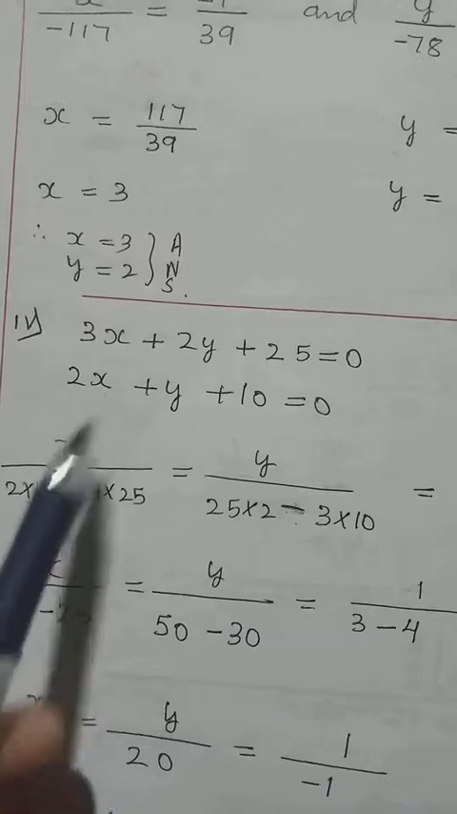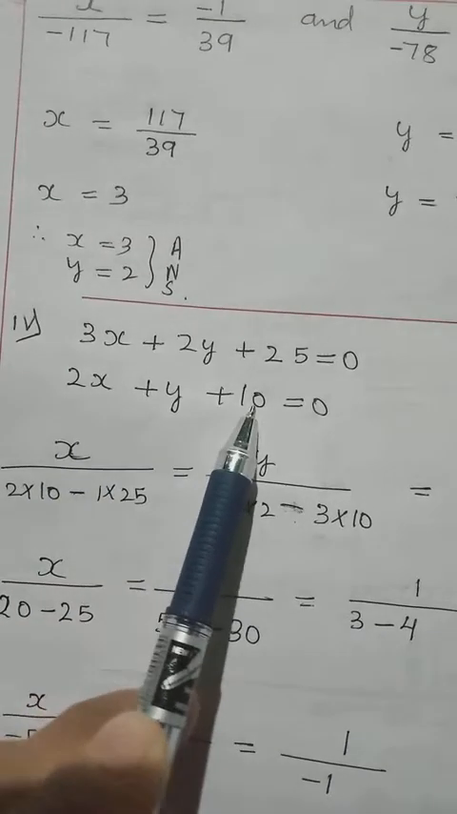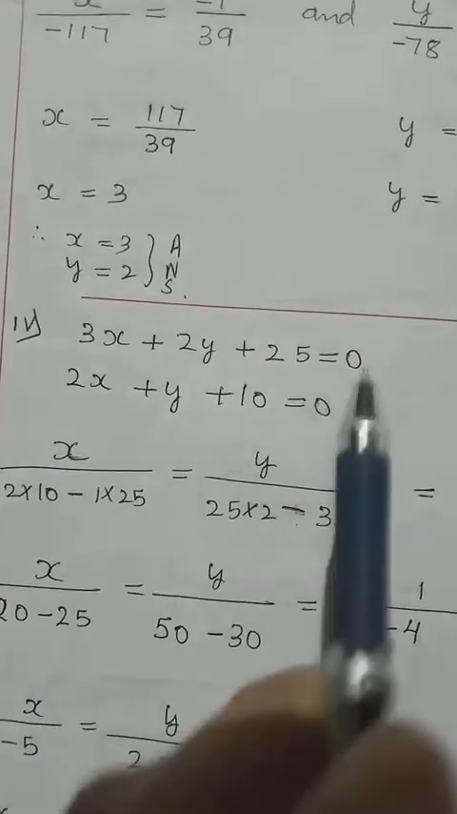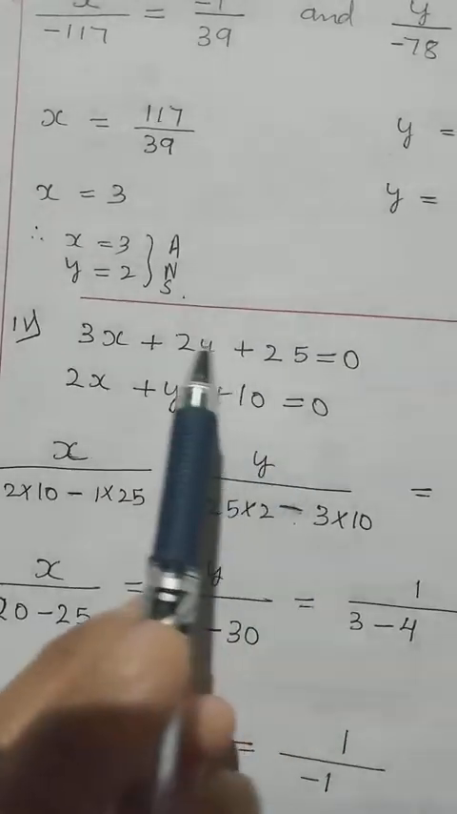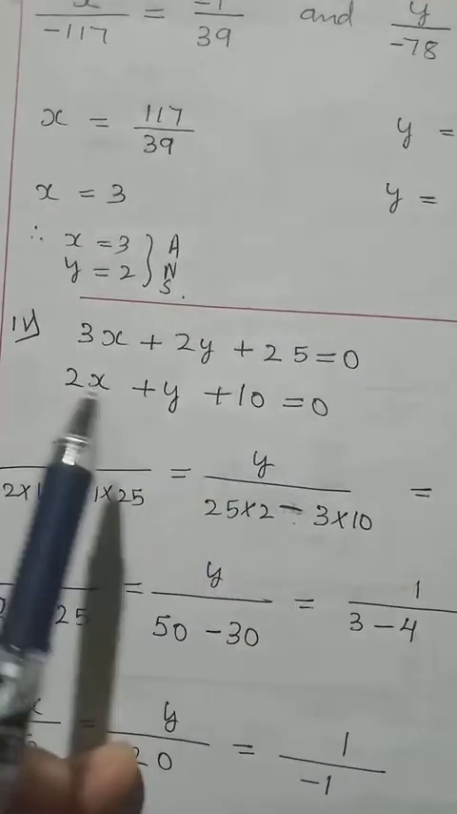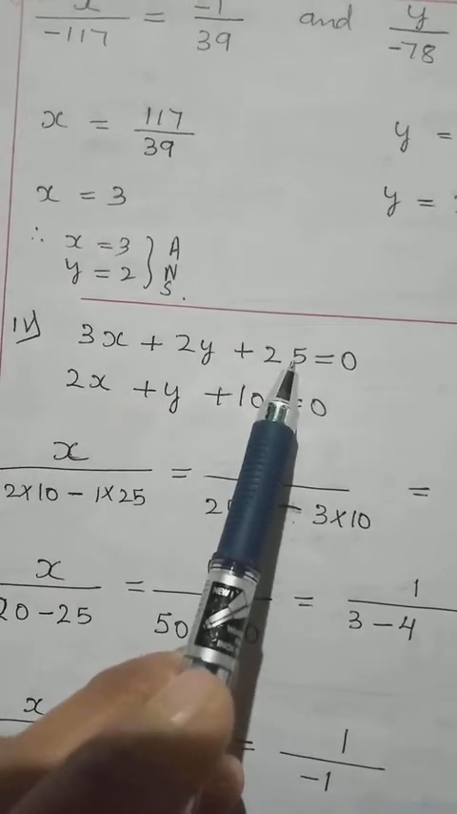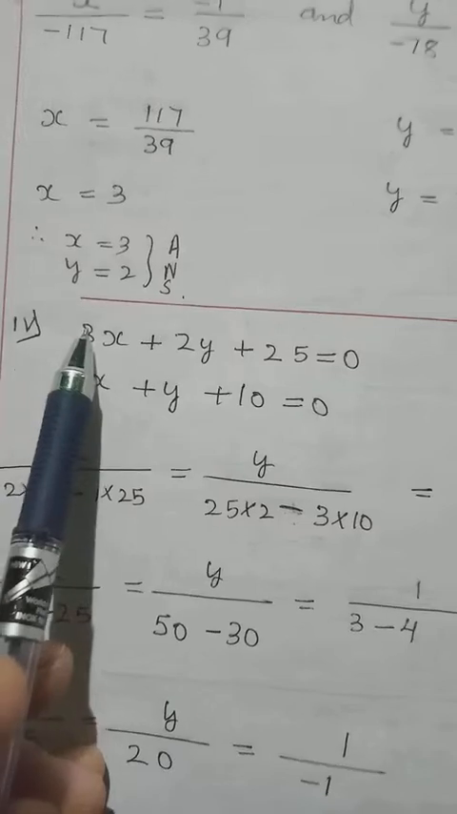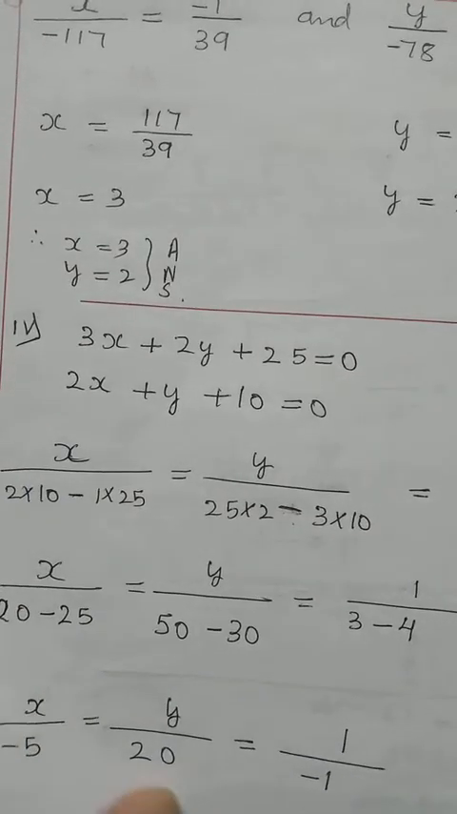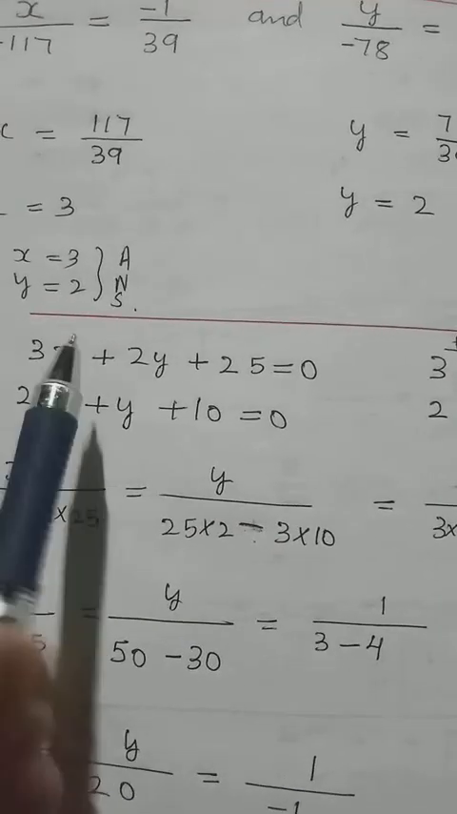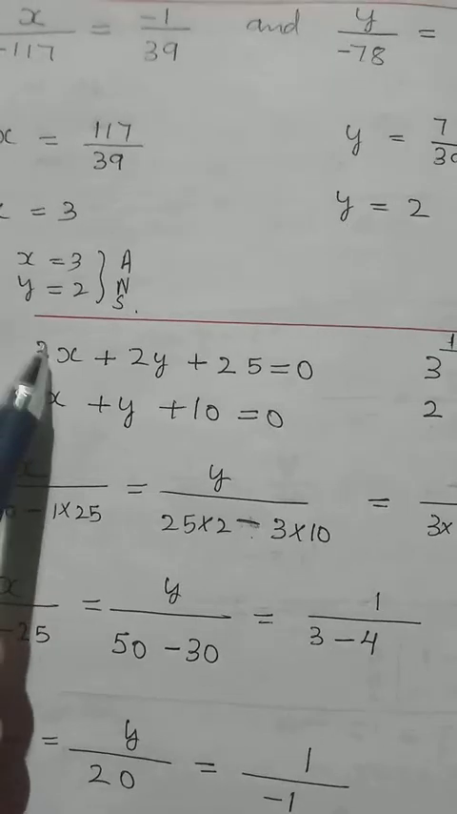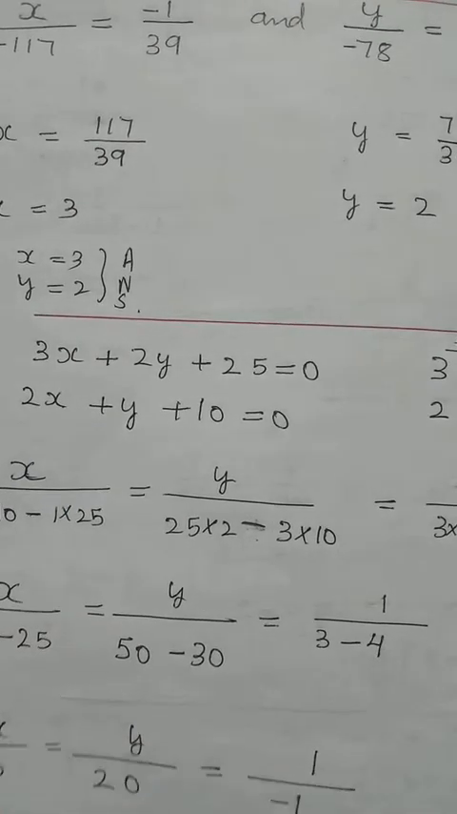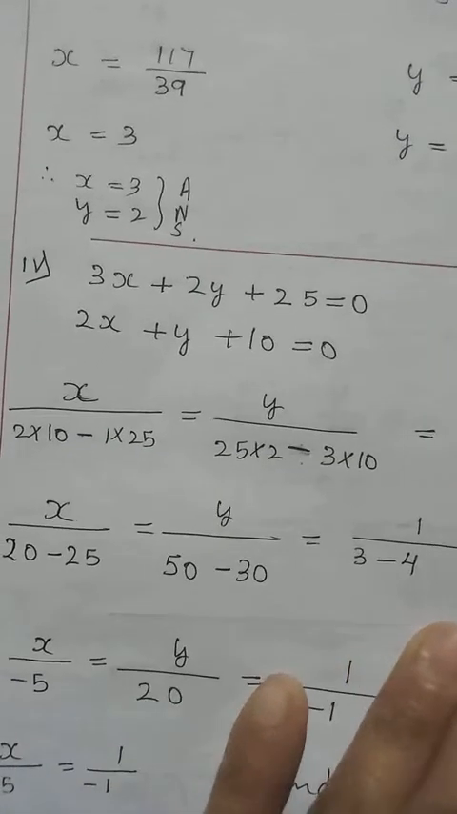Then you cross multiply 2 into 10, then 1 into 25, minus in between. Then when you want that of y, you take 25 into 2 minus 10 into 3. Then when you want the constant term, you take that of x and y. So it will become 3 into 1, then 2 into 2. Take only that of coefficient, okay?